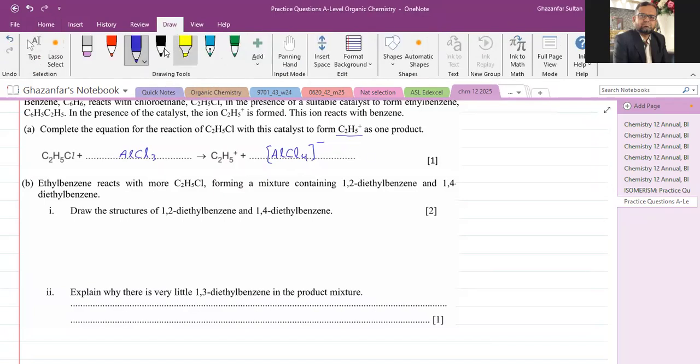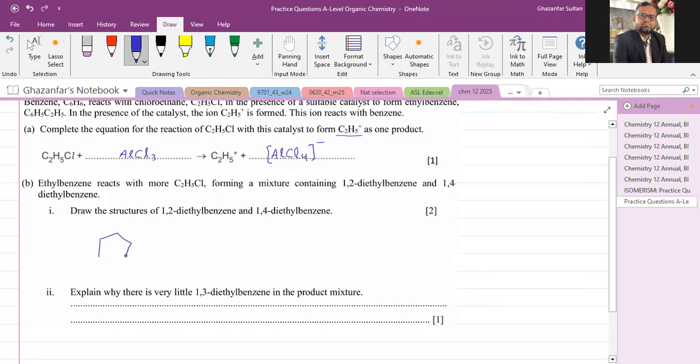Okay, this is part B of the same question. Ethylbenzene reacts with more C2H5Cl, forming a mixture containing 1,2-diethylbenzene and 1,4-diethylbenzene. Now draw the structure of 1,2-diethylbenzene and 1,4-diethylbenzene.